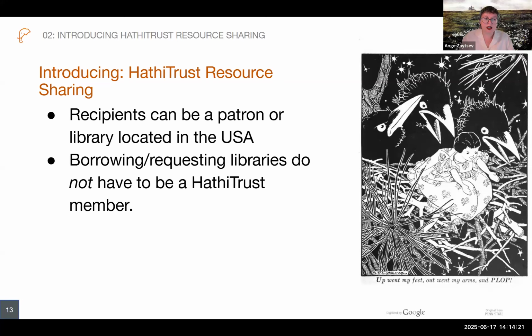So one thing I do want to emphasize here too is that borrowing libraries do not have to be a HathiTrust member library. In the previous slide, I had said that only HathiTrust members can register for this service, but when fulfilling ILL requests, recipients of the files do not have to be HathiTrust members. So you won't have to keep track of who is a HathiTrust member library and who is not.